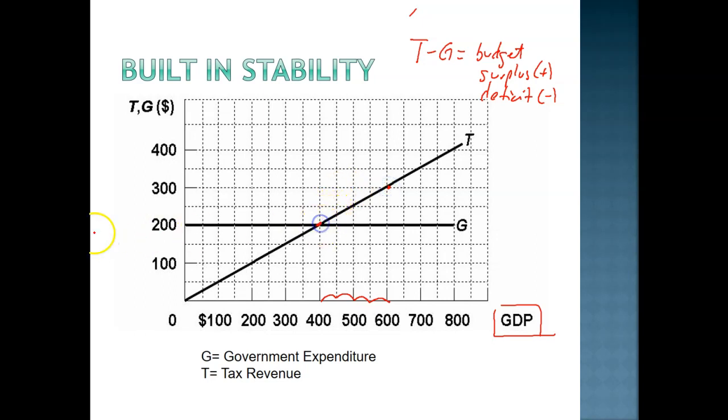We start out taxing at 200, but if our GDP increases, people have more money, and automatically people are paying more in taxes. A $100, whatever this number is, increase in taxes. Again, that was built into the system. It stabilizes the system. Why?